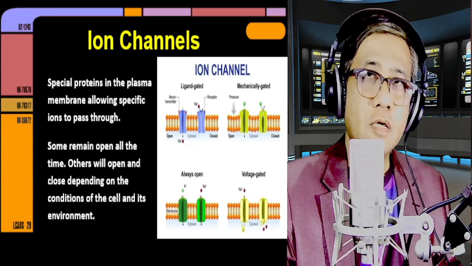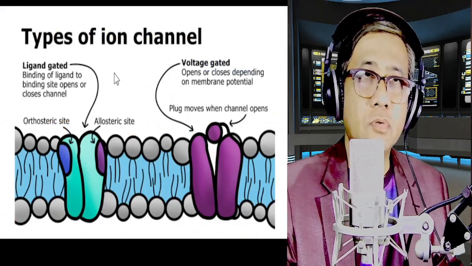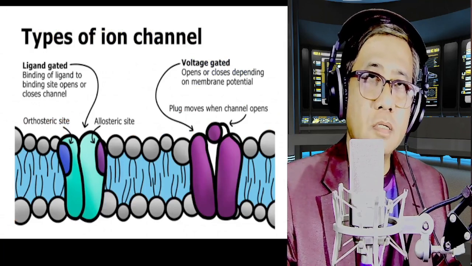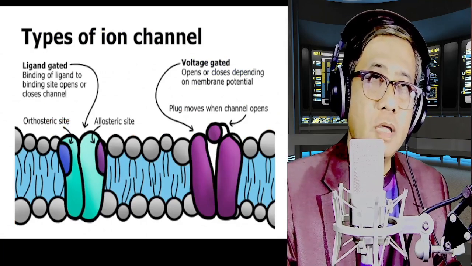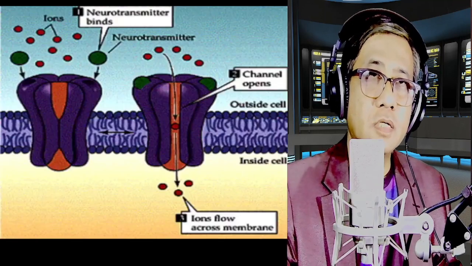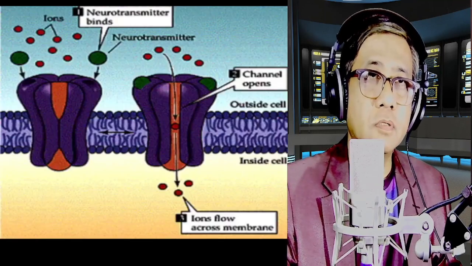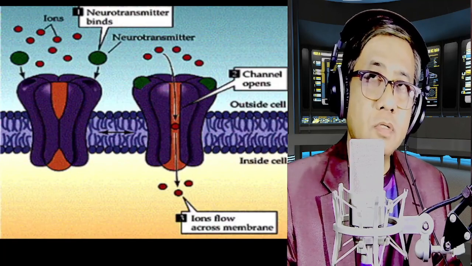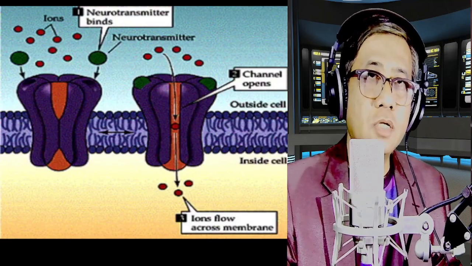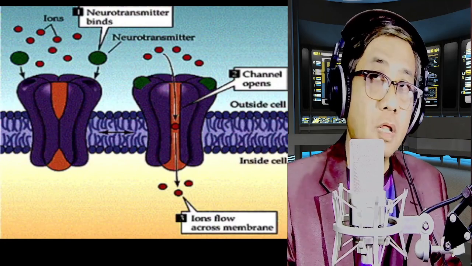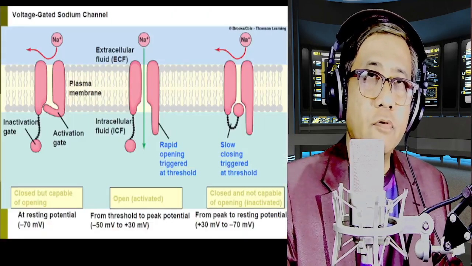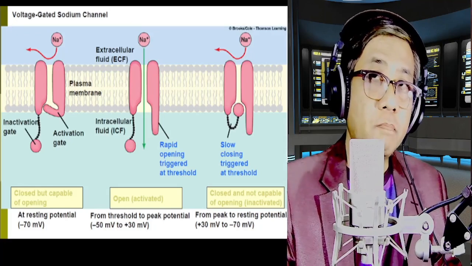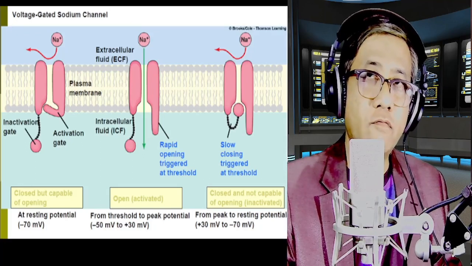Now there are two general types of these ion channels. We have the so-called ligand-gated ion channel and voltage-gated ion channel. For ligand-gated ion channel, there is a substance, usually a neurotransmitter, that binds with the ion channel. And as the neurotransmitter or the ligand binds with the ion channel, it opens, allowing ions to pass through. Now for voltage-gated ion channels, these channels will open depending on the membrane potential or the voltage.